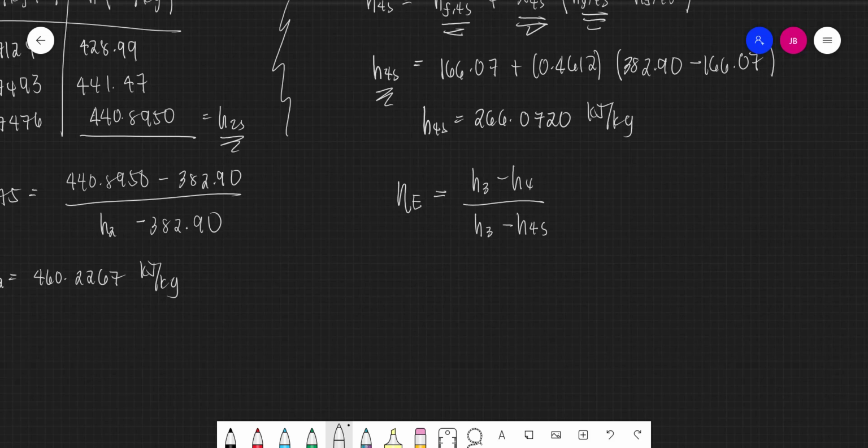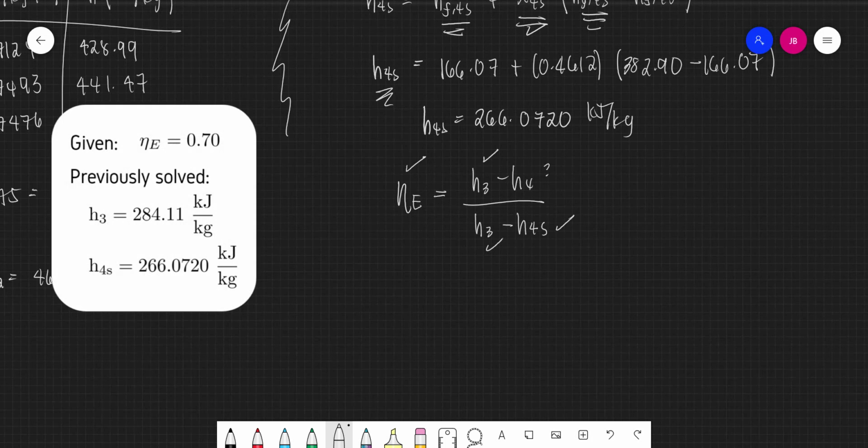Alam natin ang enthalpy at state 3. Alam din natin ang efficiency ng ating expander. It is just equal to 70% or 0.7. At alam natin ang H4S dahil kakasolve lang natin dito. So using this equation, we can now determine H4. So let us just input the values that we have so far.